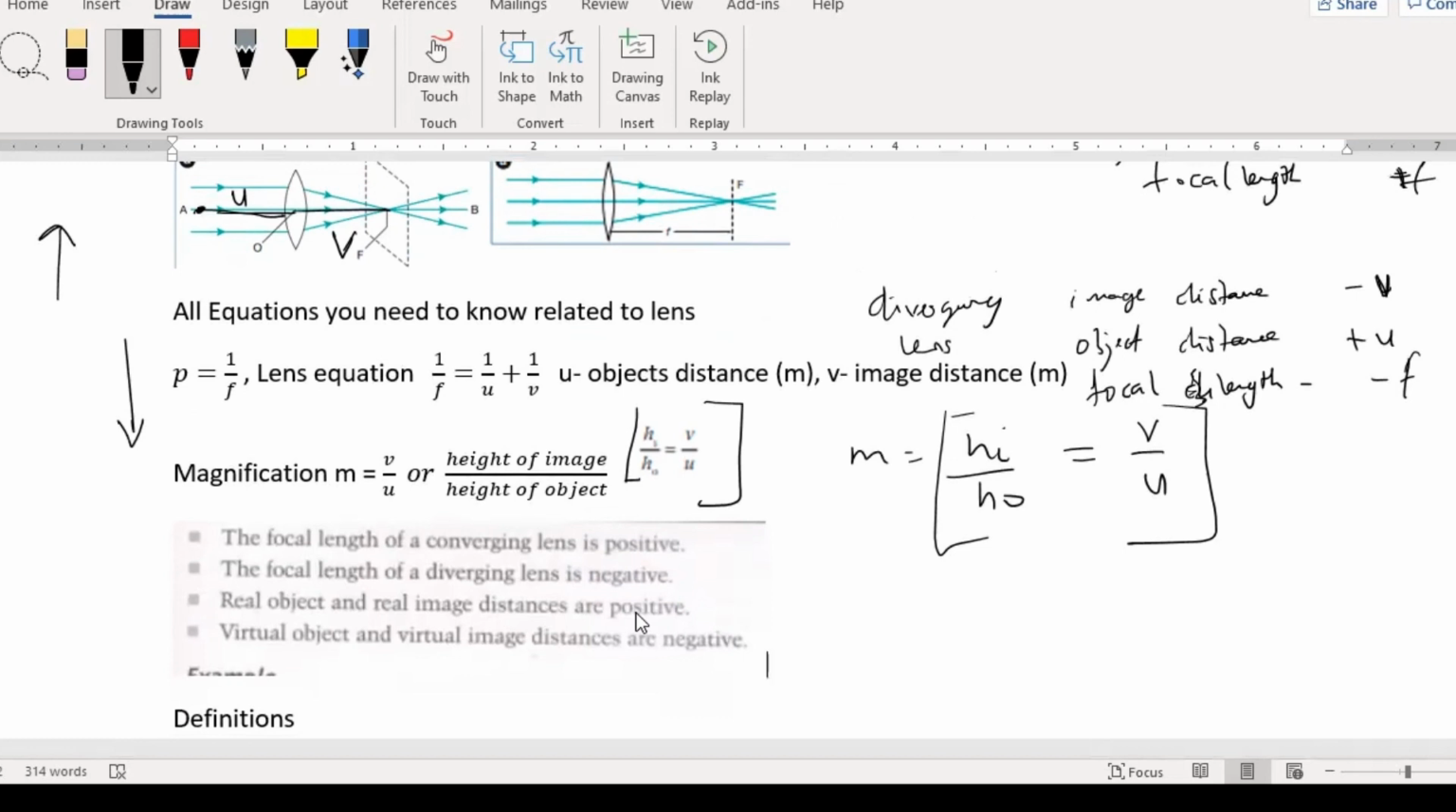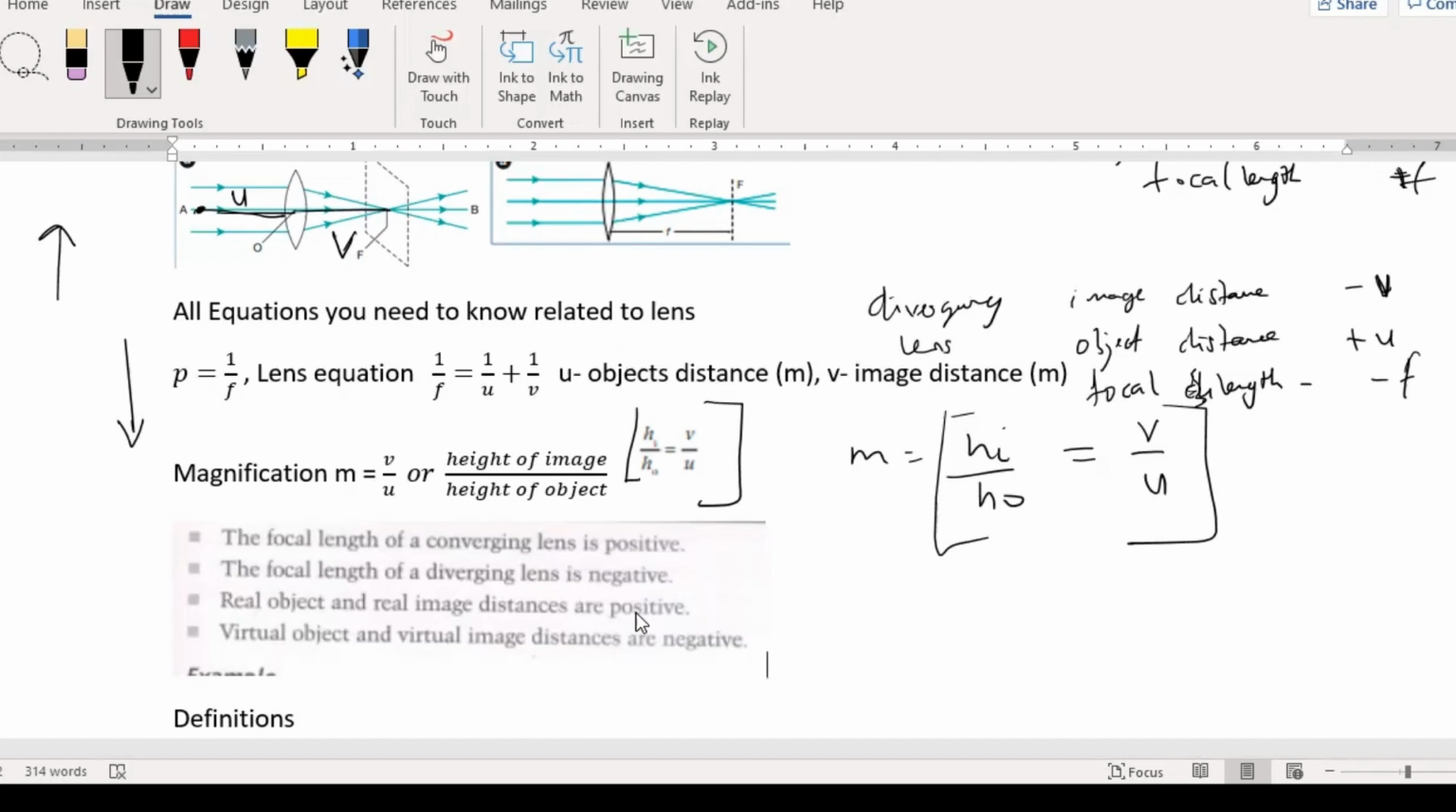So when it comes to the focal length, yes, for the converging lens, that will always be positive. For the diverging lens, it's going to be negative. Whenever we have real objects and real images, yes, those are considered to be positive values. But whenever we have virtual objects and virtual images, those distances are considered to be negative.